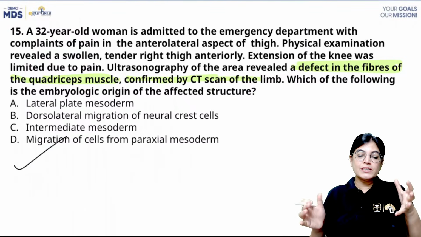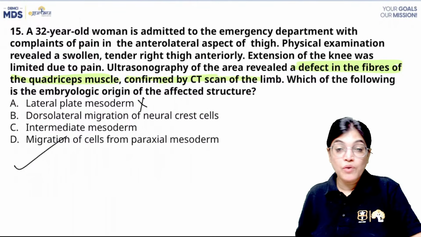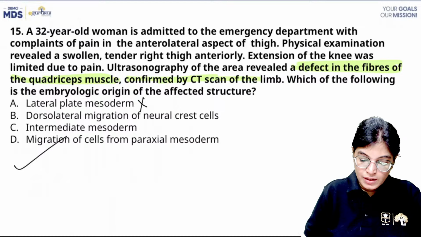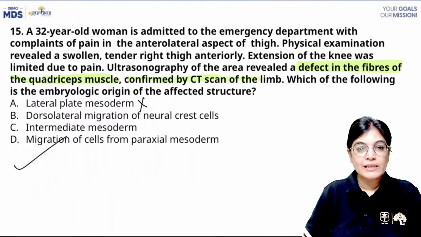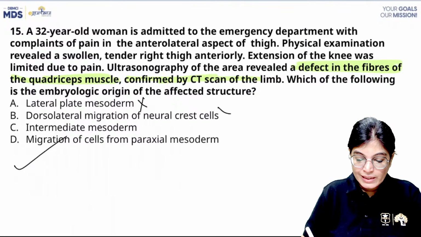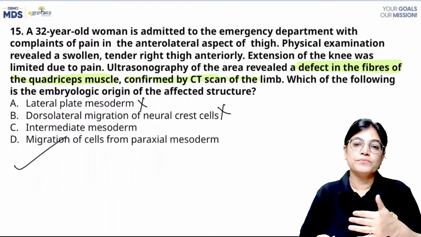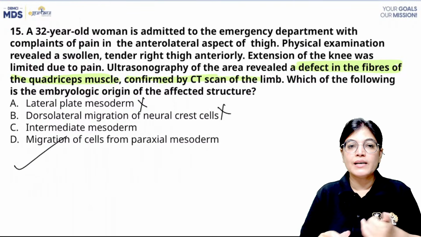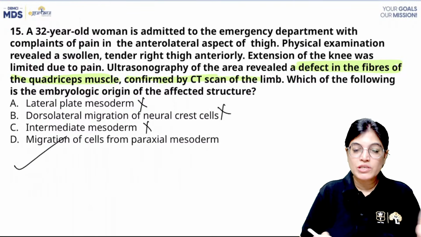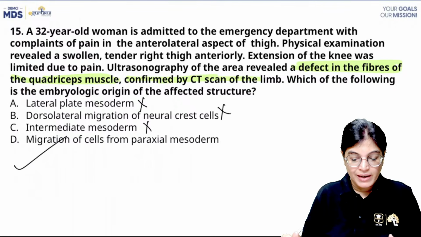So migration of cells from paraaxial mesoderm is right. Now, not lateral plate, because they are forming the linings of the structures. So basically, they are not involved in forming muscles and all, and also not neural crest cells, because they form many of the ganglia and the other structures like conotruncal septums. Intermediate mesoderm forms urogenital structures. So the right answer is migration of cells from paraaxial mesoderm.